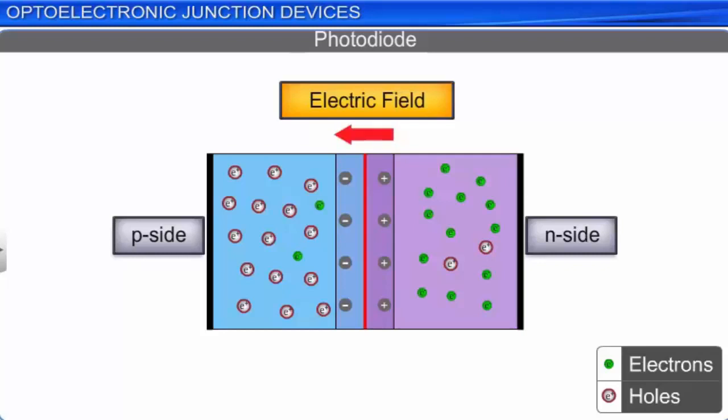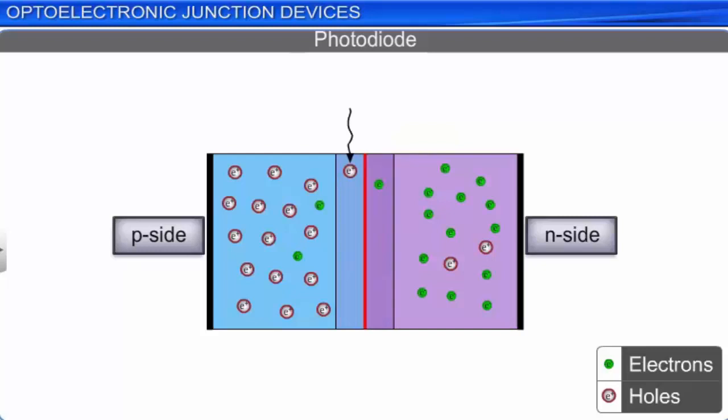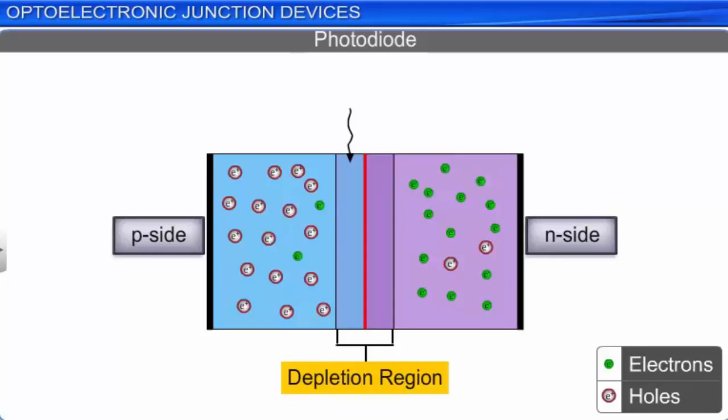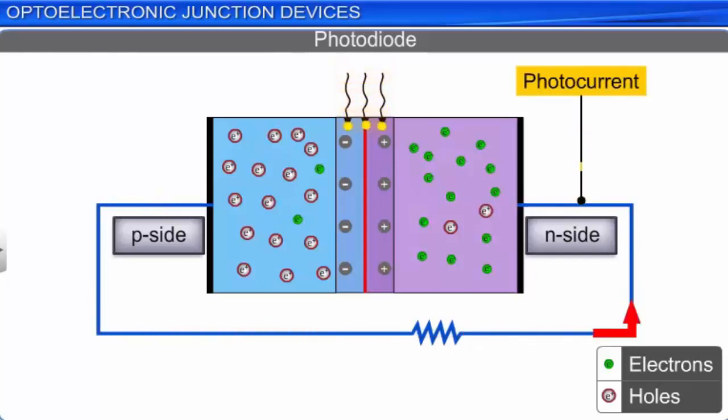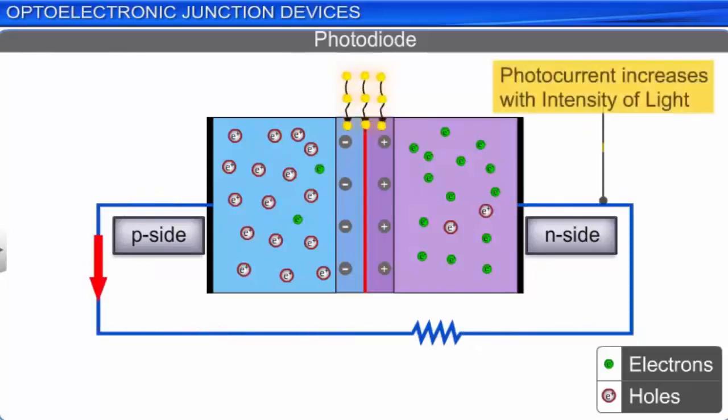As soon as an electron-hole pair is created, the electric field across the depletion region pushes the hole towards the P side and the electron towards the N side. Due to this movement of charge carriers, a small photocurrent is generated through an external load connected across a photodiode. The magnitude of the photocurrent increases with an increase in the intensity of the incident light. However, this change is too small to be measured in the absence of any external bias.